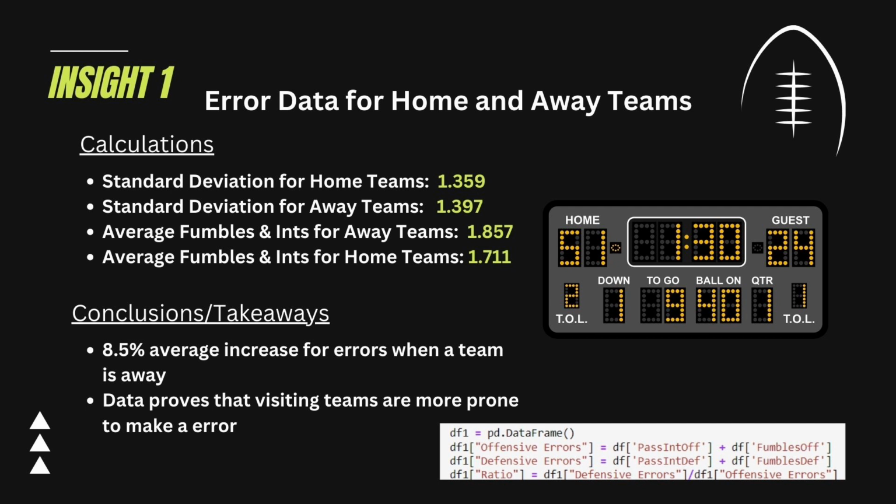You could also say this data proves that visiting teams are more prone to make an error. If you look at the code below, it shows that a data frame was made, and other information is gathered to create 3 new columns. The pass int off and fumbles off columns from our original data frame are used to create the offensive errors column. The same is completed for the defensive errors column, but the errors are named pass int def and fumbles def from the original data frame.